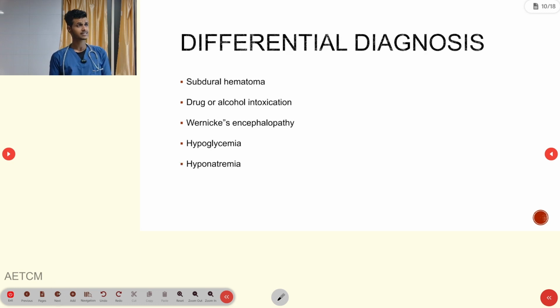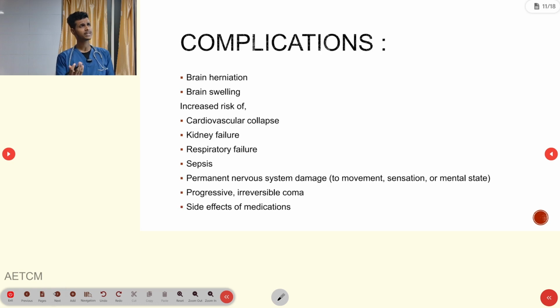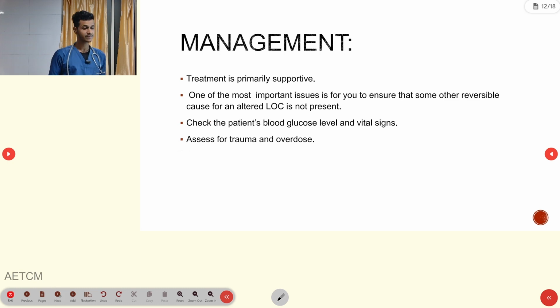So what are the differential diagnoses? Subdural hematoma, drug or alcohol intoxication, Wernicke's encephalopathy is one of the causes, hypoglycemia and then hyponatremia. These are the causes for altered mental status. And then complications: brain herniation, brain swelling. This is the common one. Because of that, there will be increased risk of cardiovascular collapse, kidney failure, respiratory failure, sepsis, and then permanent nervous system damage, progressive irreversible coma, and then side effects of medication because of the cumulative effect.